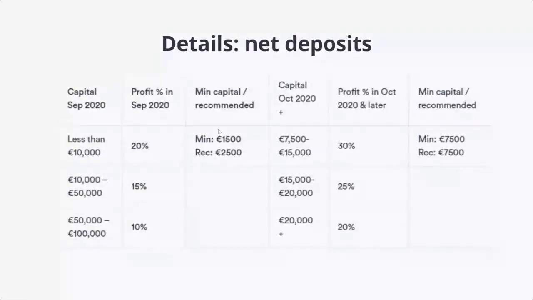Now, net deposit basically means you deposit 10,000, for instance, and your account is on 30,000 or 18,000. Okay. And then you withdraw 5,000. So that means you have basically 13,000 net on your account.